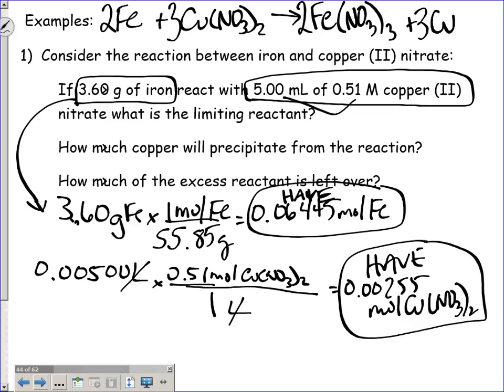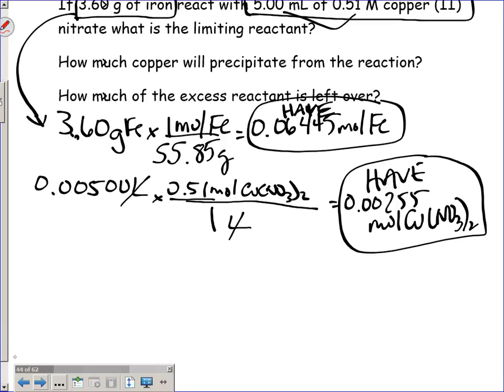So instead of always thinking about it, if you want to write it down, I'm going to write it over here to the side. I require, what was it, 2 for iron? You guys have your ratio? 2 moles of iron for every 3 moles of copper 2 nitrate. Sorry, I'm squeezing it there, but you can write it for sure on your paper. Write this on your paper.